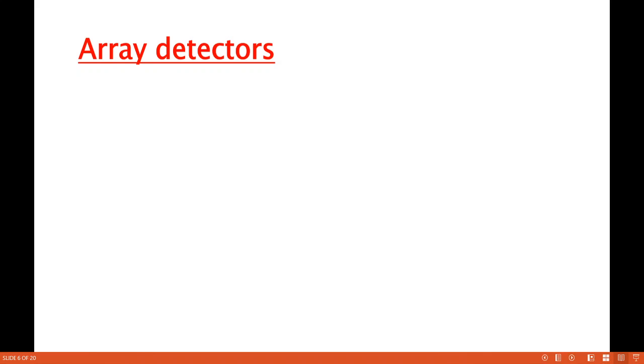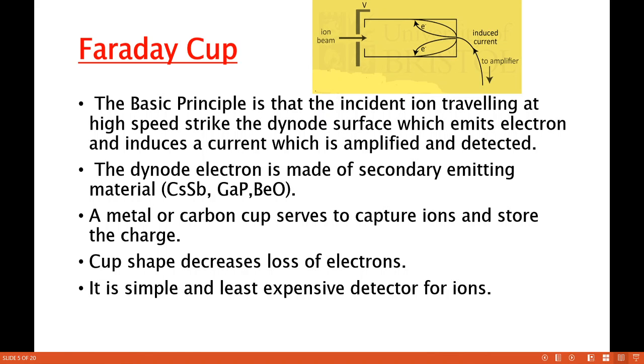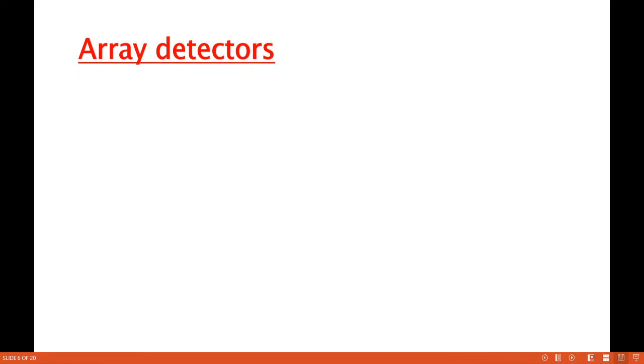We also discuss the disadvantage of this Faraday cup. What is the disadvantage? The current induced by average ion beams in the circuit connected to the cup is very small, leading to low sensitivity. It shows low sensitivity, but the signal produced is very stable and reproducible. Hence this Faraday cup is most commonly used. Okay. Then the next, third detector is array detectors.